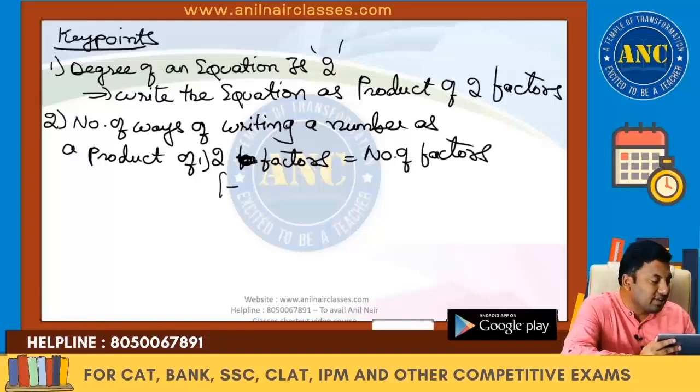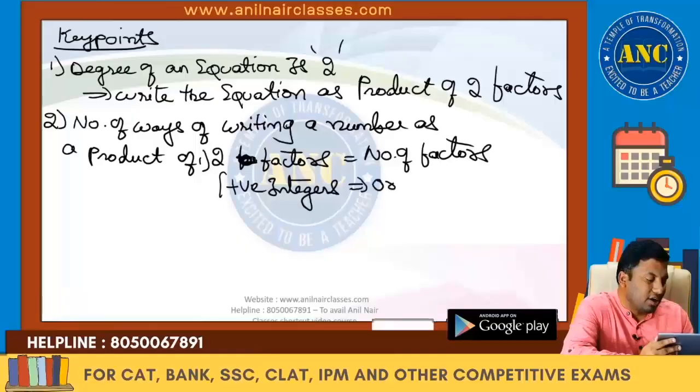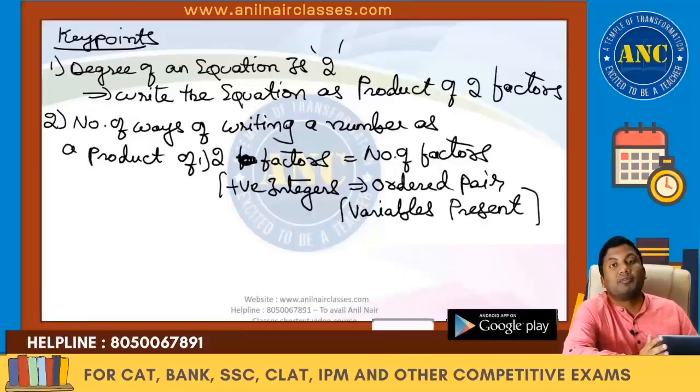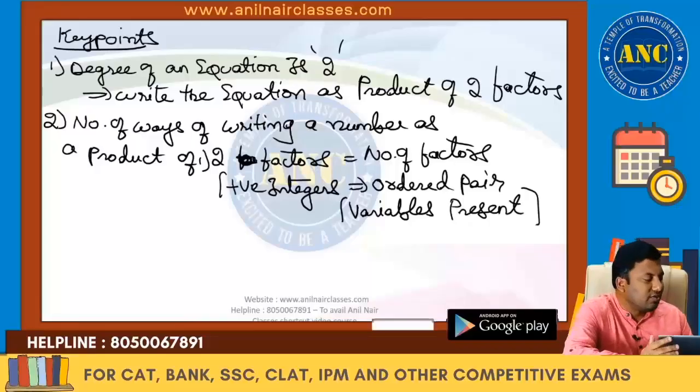These factors are nothing but positive integers, and it is valid for ordered pair problems. Ordered pair means variables are present in the question. If the variables are present in the question, then the number of ways of writing a number as a product of two positive integers is the number of factors, which we covered in session 1.